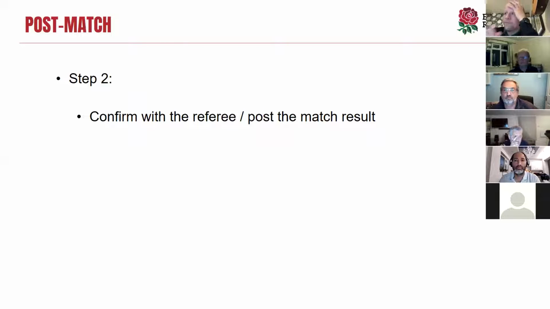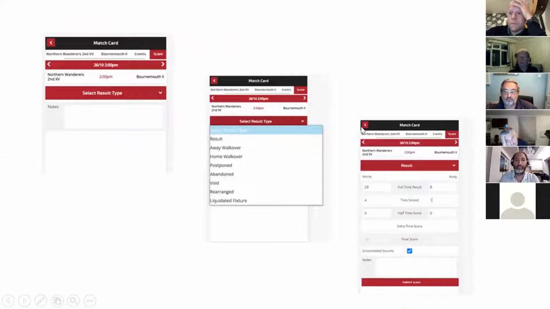Okay. Now, step number 2, and this is already post-match. After the match is finished, just go to the referee, check the result and number of tries for each team, and then you just need to post the match result. This maybe is something that is easier to do on your mobile, given that you're pitch side probably, or at the club. So you can use your mobile phone, just again, access that link, and then you have the match.